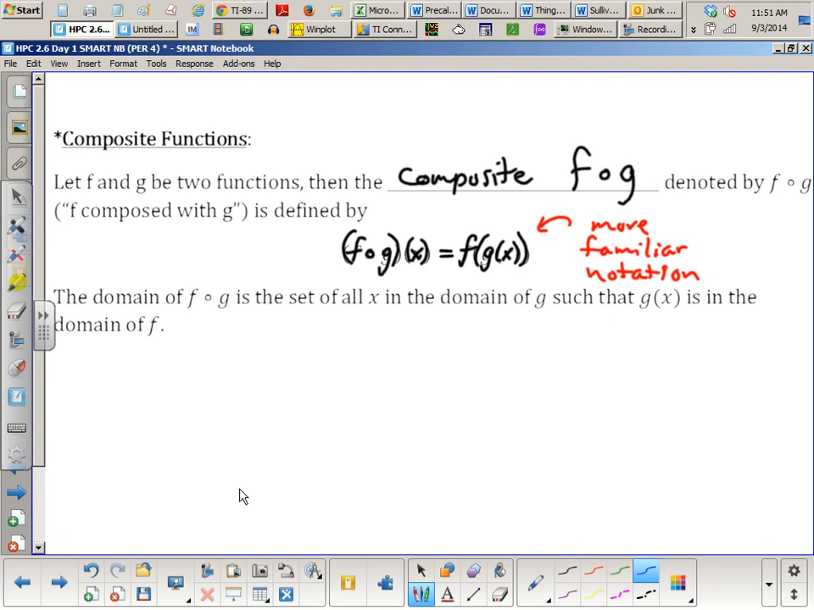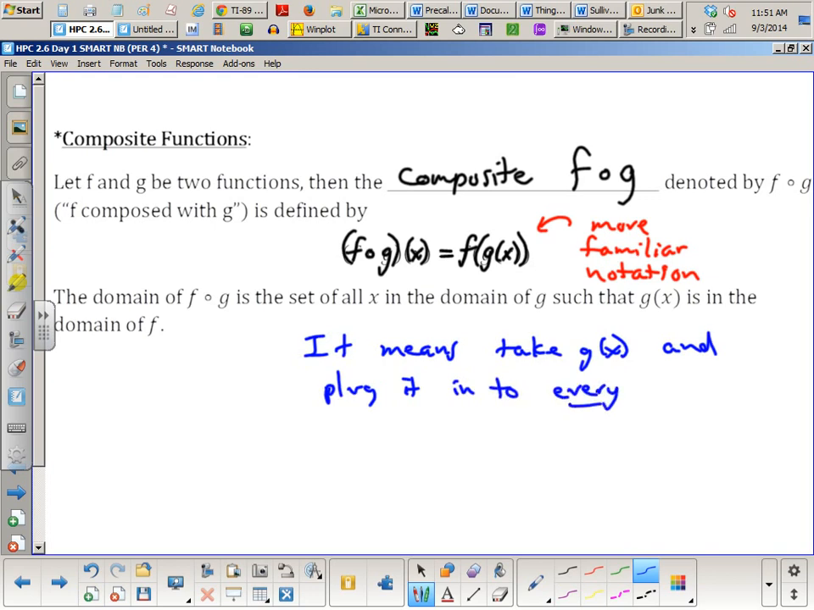So what exactly does it mean? It means take G of X and plug it in to every X in F of X. That's what it means. Take G of X and plug it in to every X in F of X.